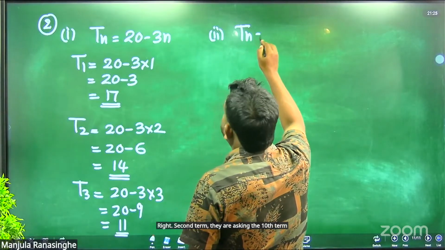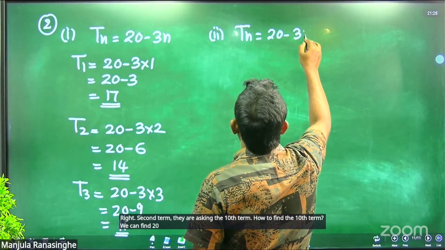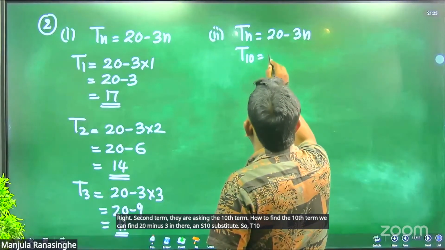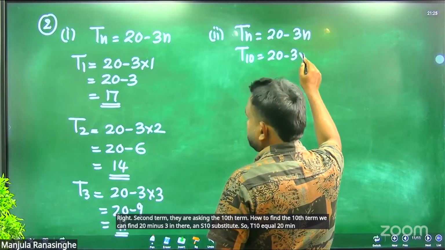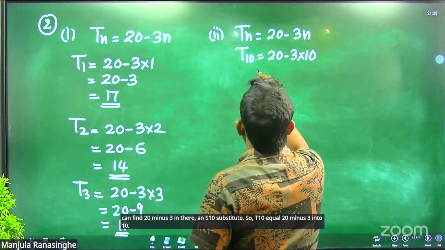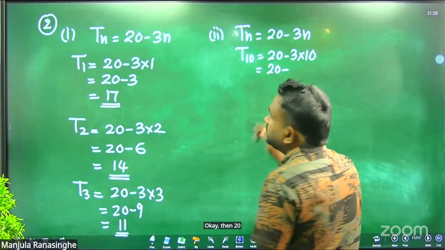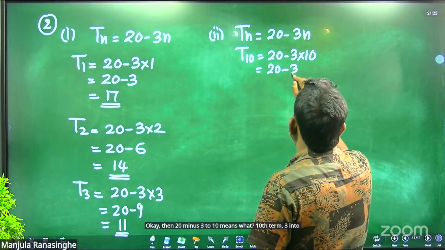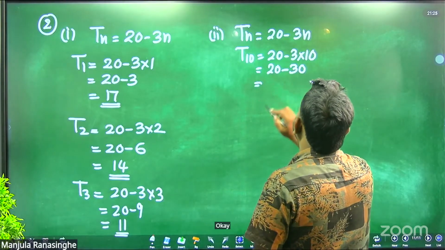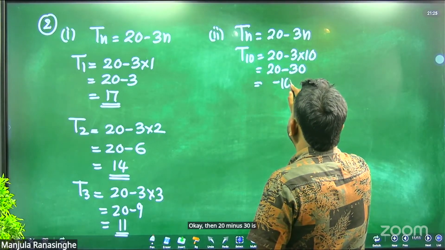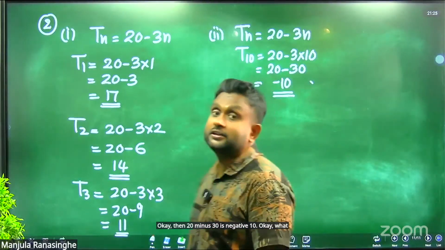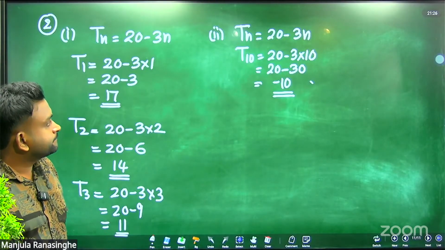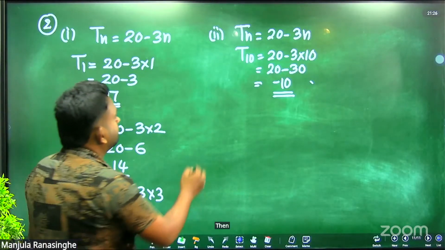How to find the 10th term? We use 20 minus 3n. Substitute n as 10. So T10 equal 20 minus 3 into 10. Okay, then 20 minus 3 into 10 means what? For the 10th term, 3 into 10 is 30. Okay, then 20 minus 30 is negative 10. Okay, what is the answer? Negative 10. Then the third one.